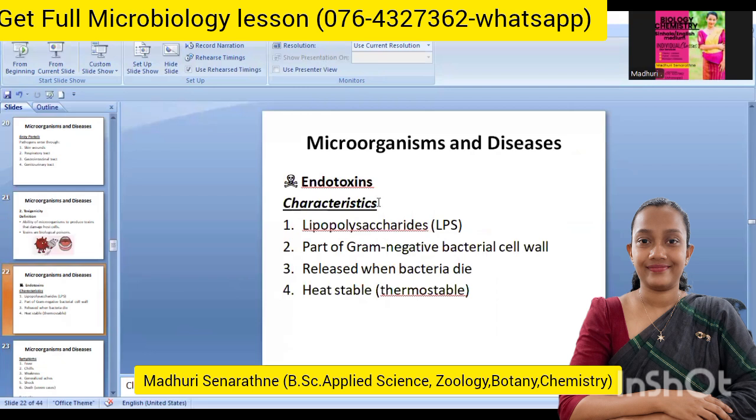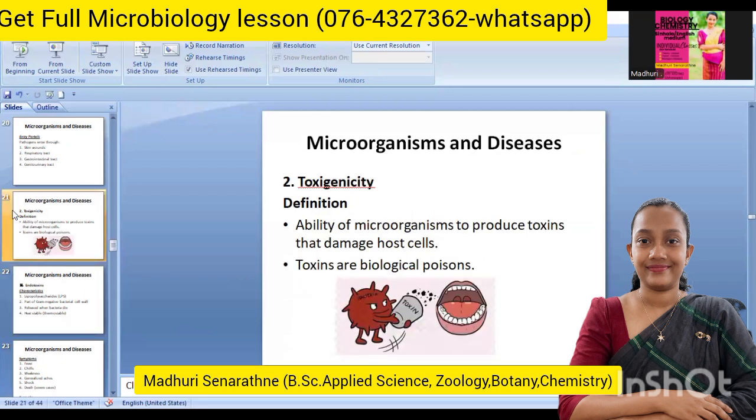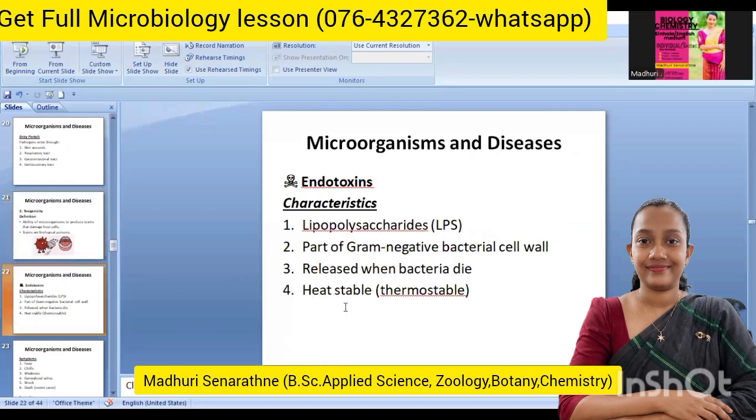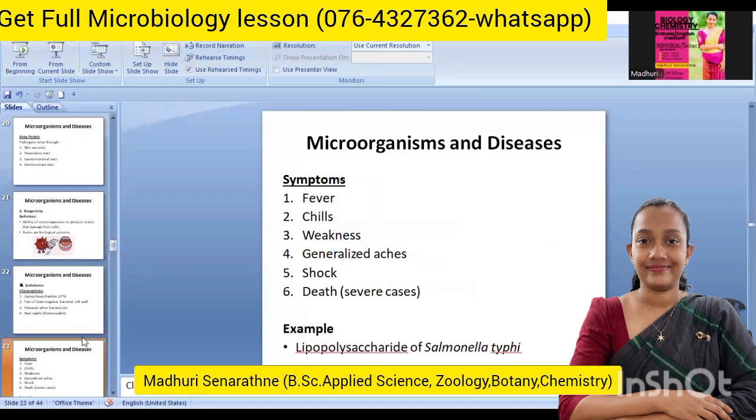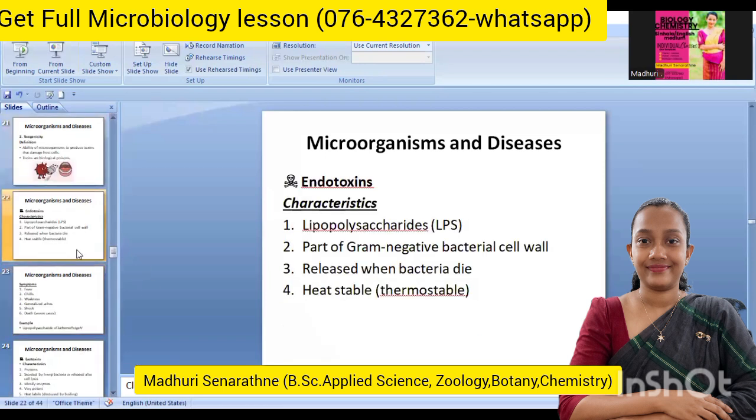What are the characteristics of endotoxins? They are lipopolysaccharides. You have to differentiate endotoxins and exotoxins later. Therefore, now learn about the characteristics of endotoxins. First one, endotoxins are actually lipopolysaccharides, and endotoxins are part of gram-negative bacterial cell walls, and they are released when bacteria die. They are heat stable, thermostable.